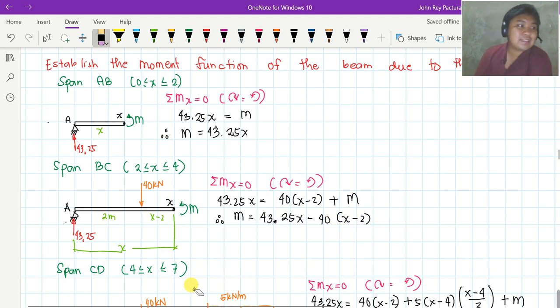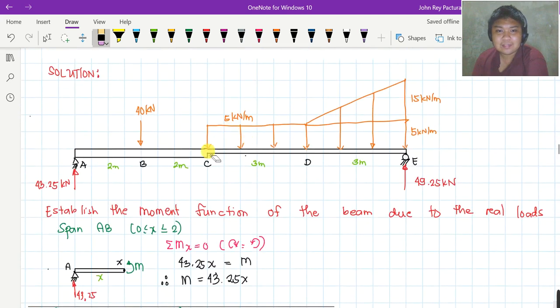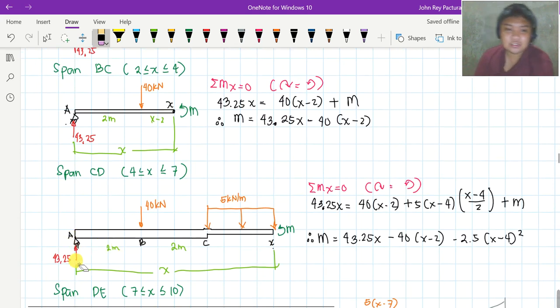Next is for the span CD naman tayo, class. Yung span CD natin is nasa from x equals 4 kasi yung C is 4 meters from A to x equals 7 kasi that is 7 meters from A. Okay? So, ang kalalabasan naman nun, ang kanyang moment function is kayo na lang bahala nitong mag-discover kung paano.